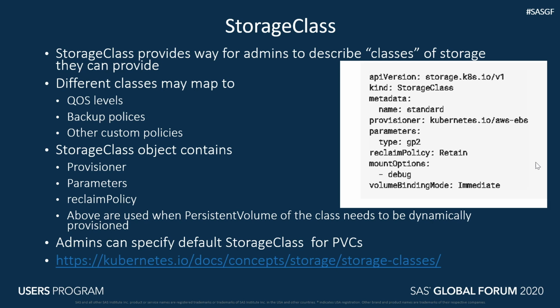The class needs to be dynamically provisioned. Admins can specify default storage classes so that if you request a persistent volume claim, you'll get a certain default if you don't override that. You can see on the right-hand side an example of the storage class and different parameters that it has.